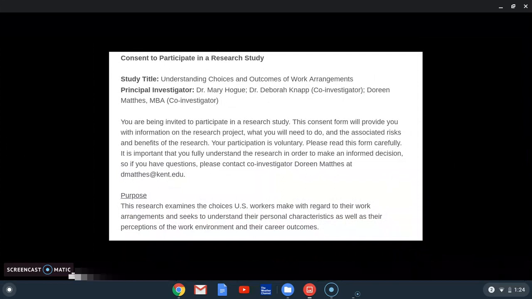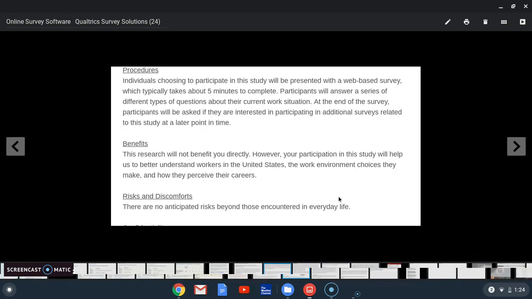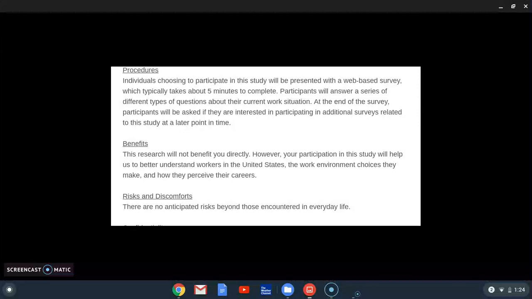So they go through a purpose. And within that purpose, we can see that there are some requirements, U.S. workers. So you can see what they want to do. Procedures, you'll be presented with a web-based survey, 5 minutes to complete, and gives a little bit of a preview of what's coming up. Benefits, a lot of these will say there's no direct benefit for you, but your participation will help us understand X, Y, and Z.